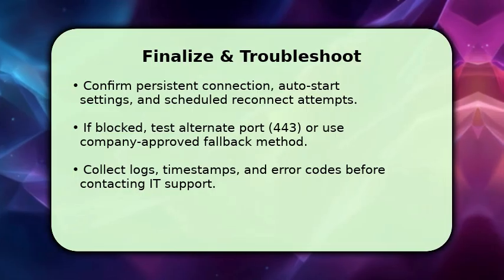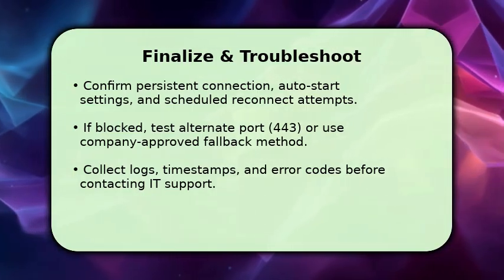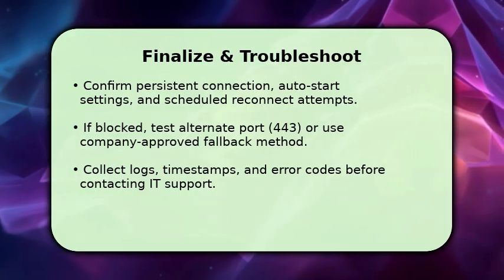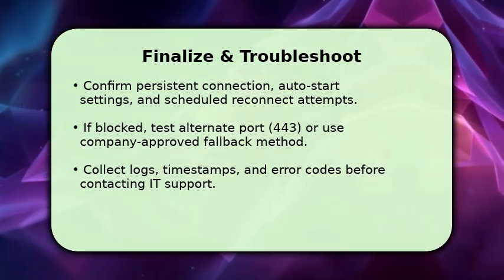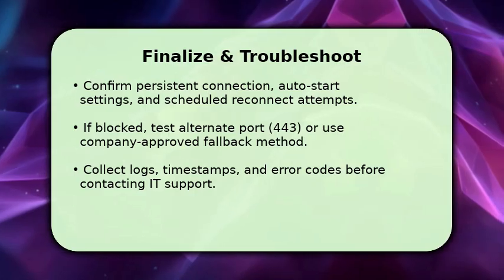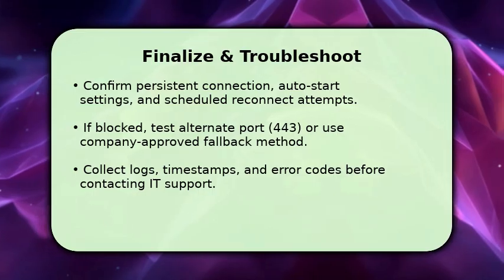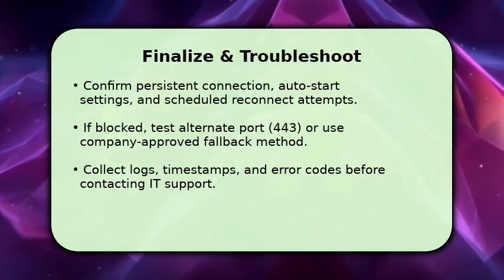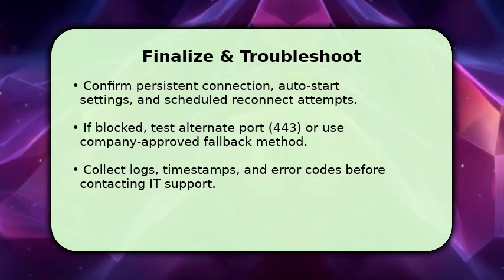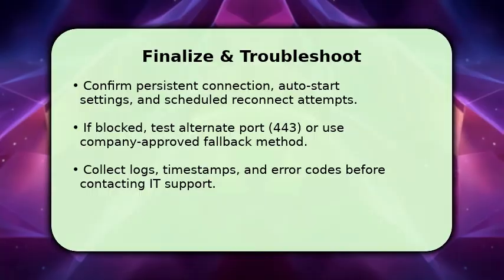If you cannot connect, try the approved fallback like using port 443 or a secondary gateway. This bypasses many ISP blocks. When issues persist, capture client logs, exact error codes, and timestamps, then hand them to IT. That speeds diagnosis. One key tip: reboot the device after changes and retry, because cached credentials or stale routes often cause failures.